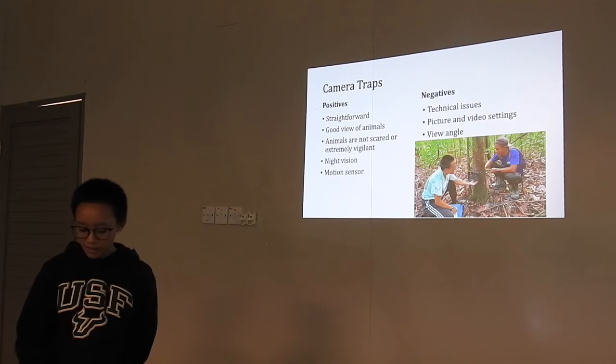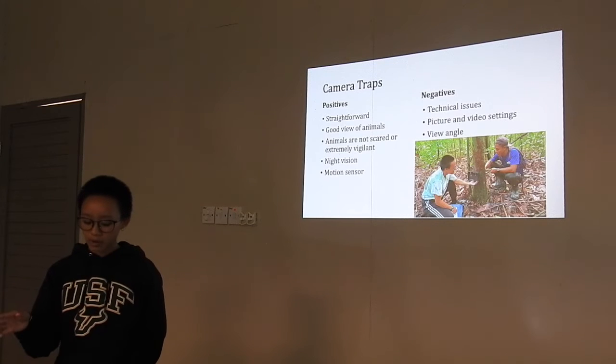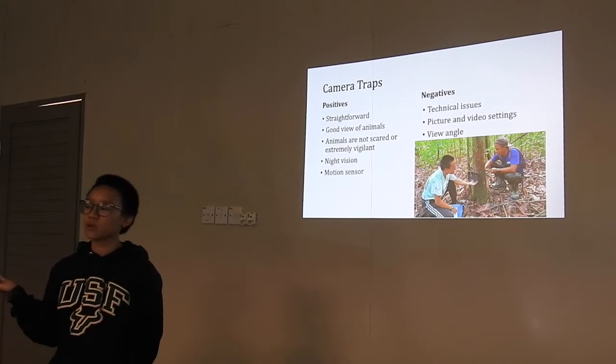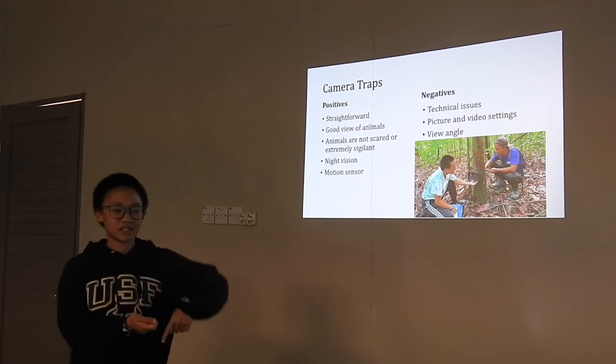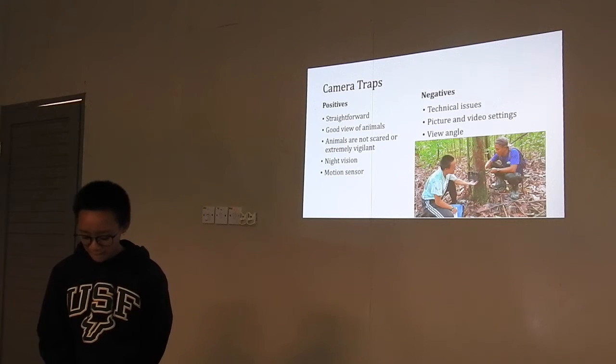When you look through the cameras, you get a clear view of the animals and they don't immediately run away, as compared to night walks. Because during night walks, you see an animal and it just runs away. So it's not as good as the camera traps are.